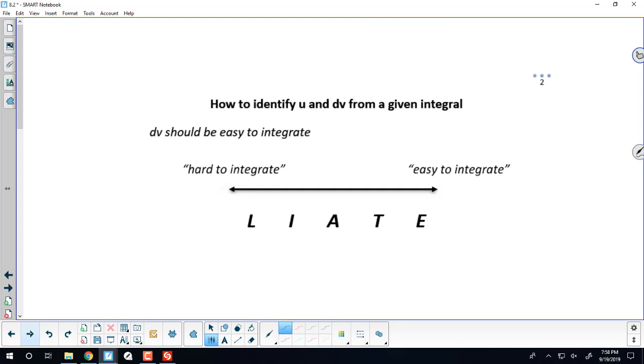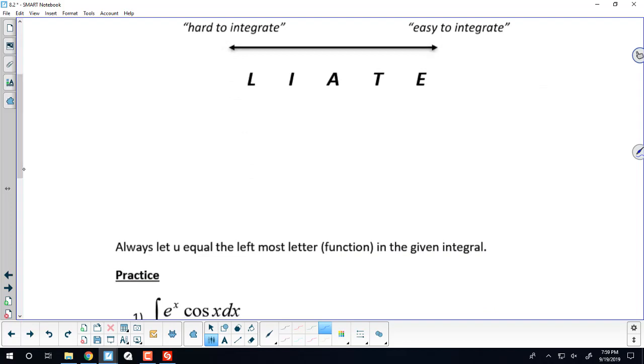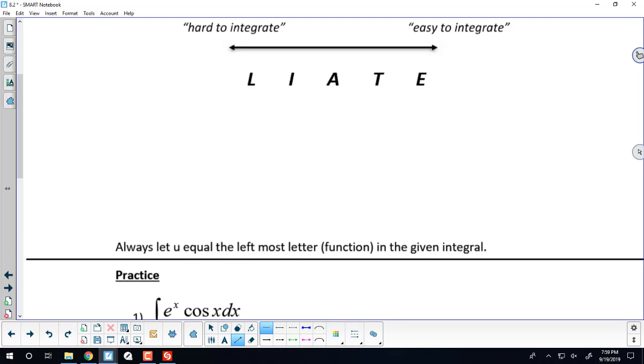dv should be easy to integrate. The other way to think about this, I don't know if this is helpful or not, but I'm just going to mention it. This acronym actually stands for various types of functions. With that acronym, if we can remember to let our u equal the leftmost letter or function in that acronym, then that'll give us a starting point on what u should be. When we know what u is, we know what dv should be. Okay. So these are, from left to right, the harder to integrate versus the easier to integrate.